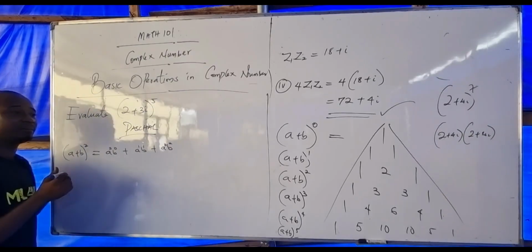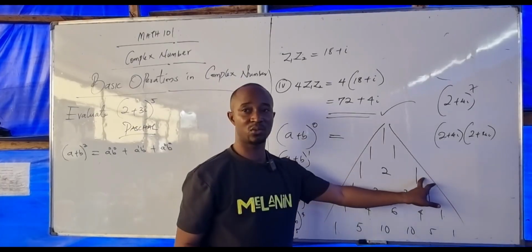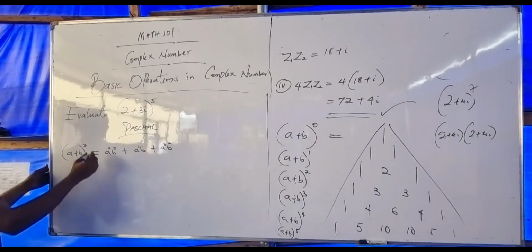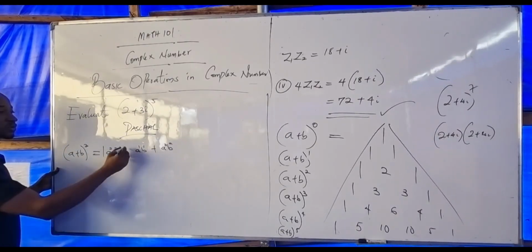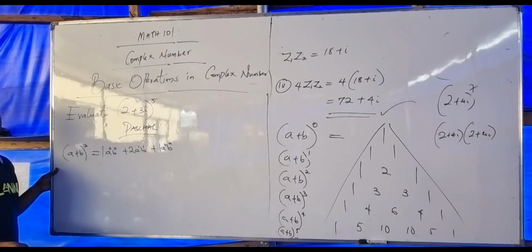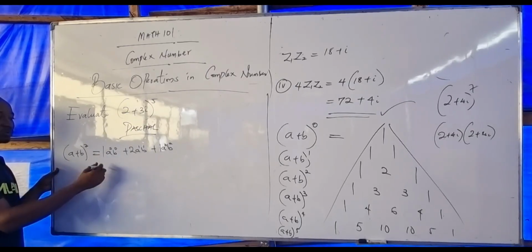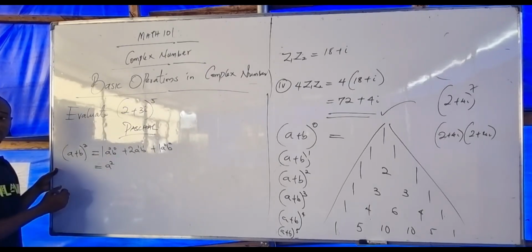Are you there? In the binomial expansion, the coefficient of a plus b raised to power 2 is 1, 2, 1. So I put 1 here, 2 here, and 1 here. We know 1 times anything is still that thing. B raised to power 0 is 1, times A squared times 1 is A squared. You agree?